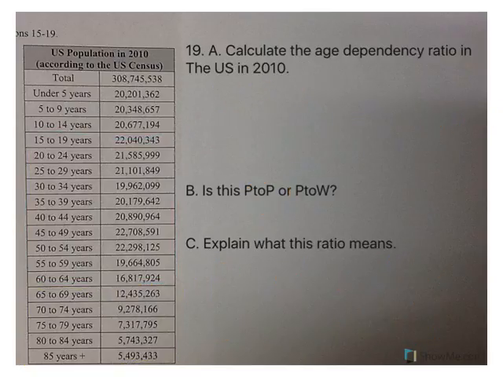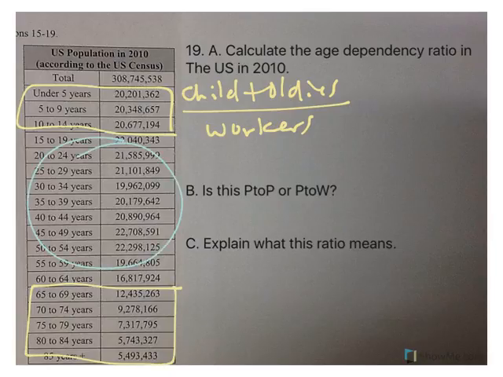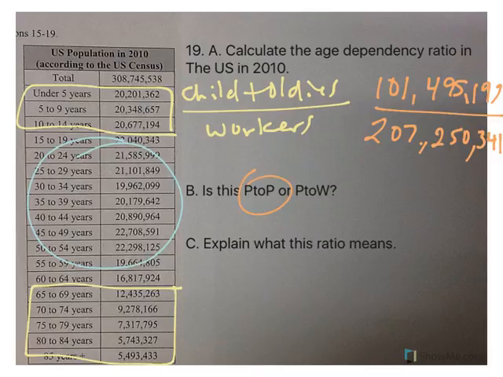Now we're going to do straight up age dependency. And remember, now we have to add the children plus the oldies compared to the workers. So you've got the children plus the oldies compared to the workers in the middle. So go ahead and hit pause, complete this page, and then come back and check out the answer.